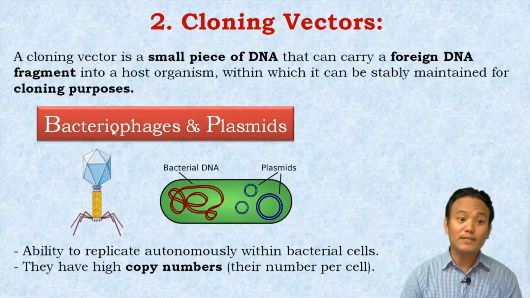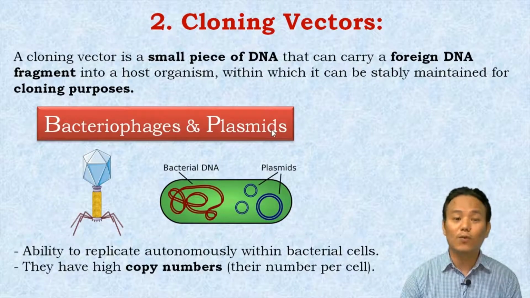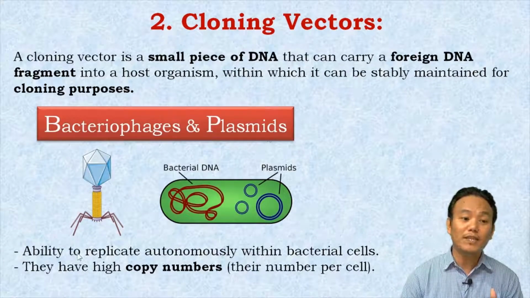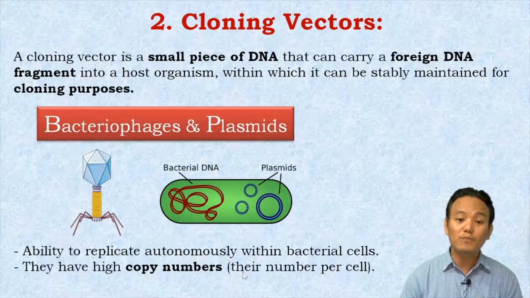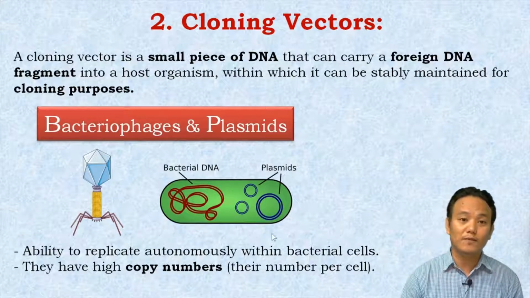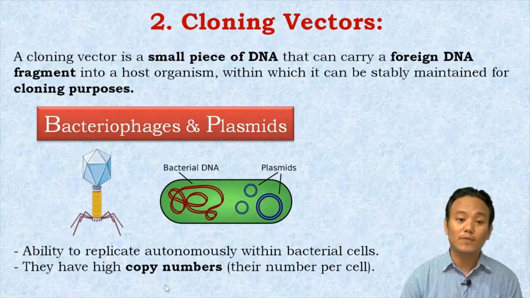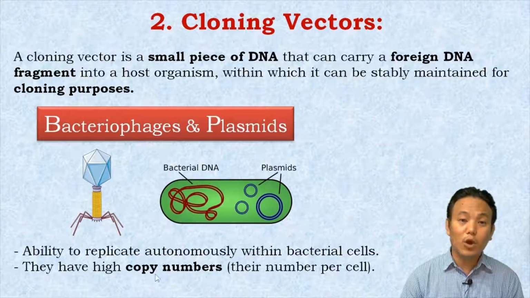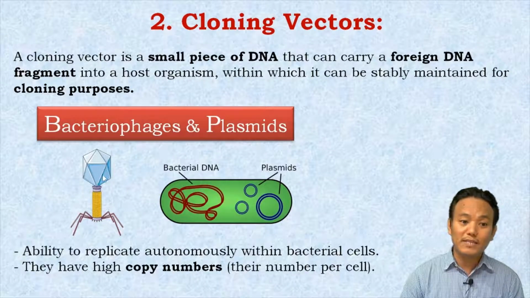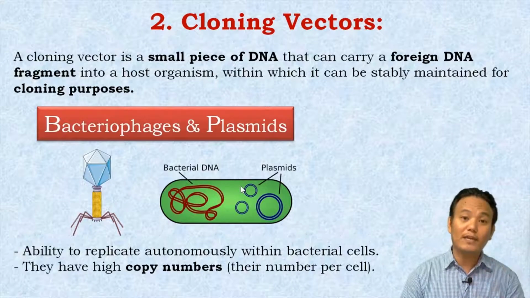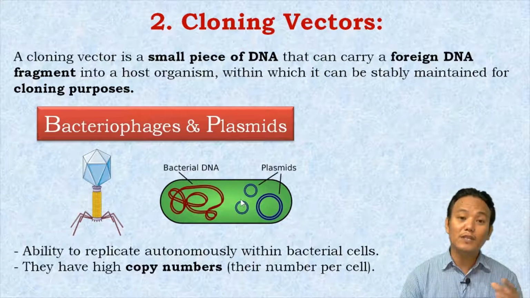In earlier days, bacteriophages and plasmids were used as cloning vectors. Why? Because bacteriophage DNA and plasmid DNA have the ability to replicate autonomously within the bacterial cells, right? And because of that, they have high copy numbers within the bacterial cell. What do we mean by copy number? Copy number is their number per cell, right? Bacteriophage DNA and the plasmid DNA autonomously replicate within the bacterial cell, thereby keeping their numbers high.